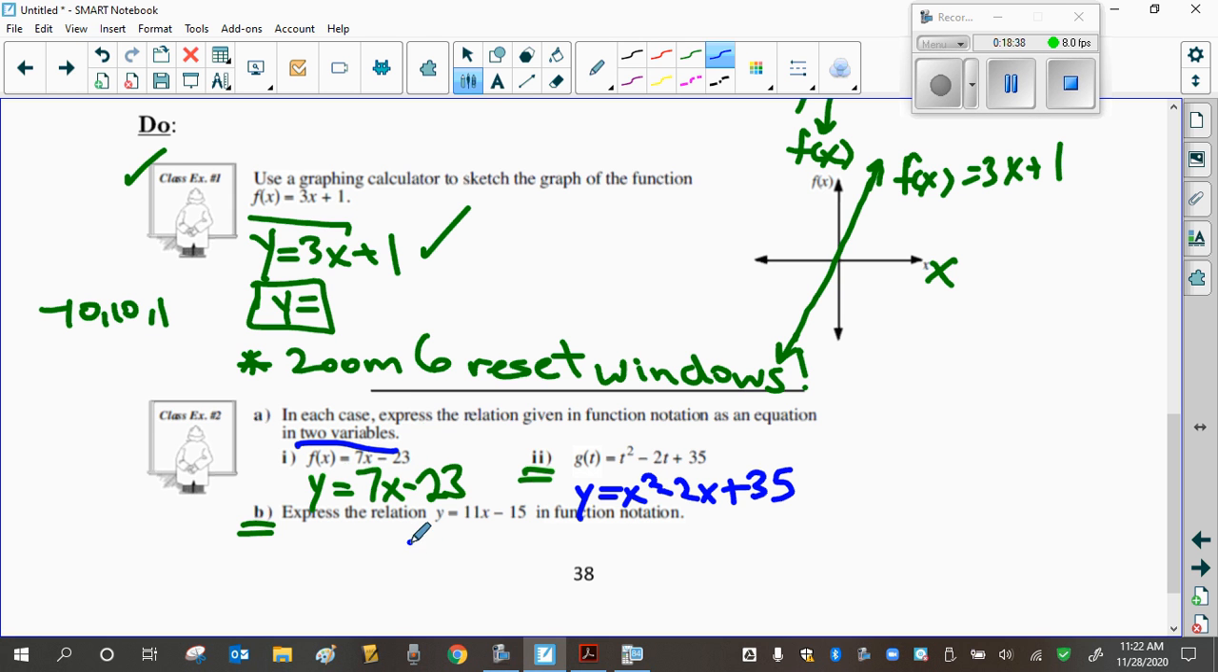And yes, you're right, y turns into f of x. That's all you do there.